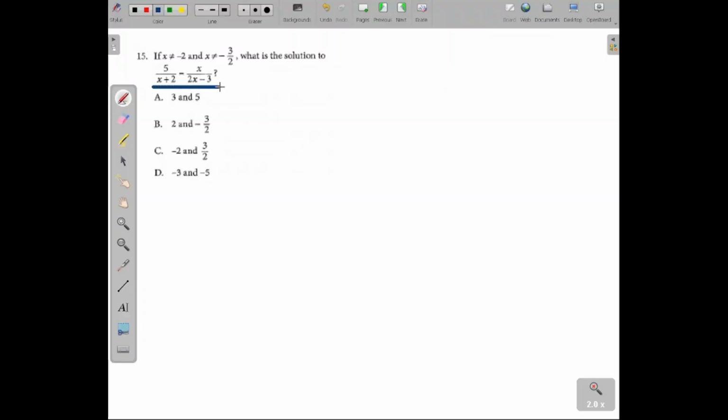We have this equation, and we know that x cannot be negative 2, and it cannot be negative 3 divided by 2. We are looking for the solution, which means that we have in the answers the values of x. For example, for A, x has to be equal to 3, and x has to be equal to 5. And we have to replace these values in this equation, and the equation has to be consistent.